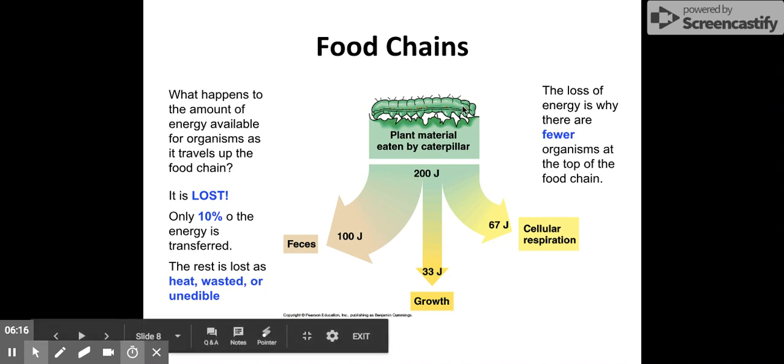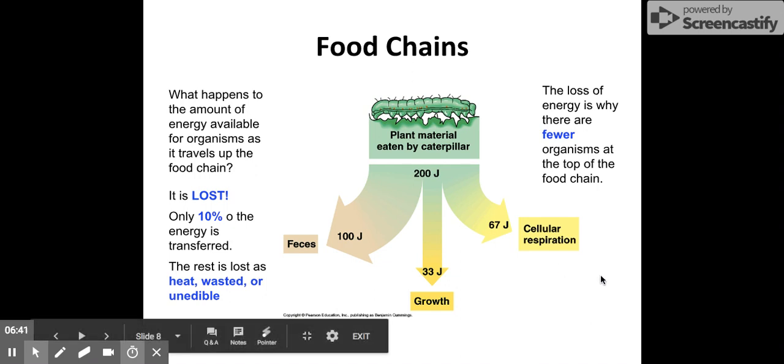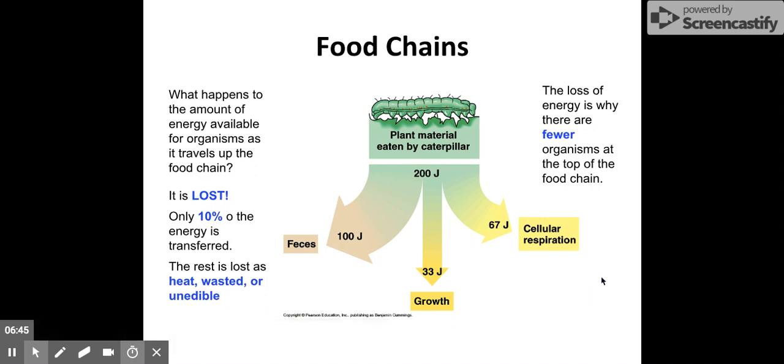So whatever eats this caterpillar, like a bird, for example, would only have the 33 joules that were used to help the caterpillar grow. The joules of energy in the feces or cell respiration would not be available to that organism. Because so much energy is lost at each trophic level, most ecosystems have fewer organisms at the top of the food chain, and they're also limited in how many trophic levels they have. This is why on the previous slide, it was saying that most ecosystems have a tertiary consumer as their final trophic level.